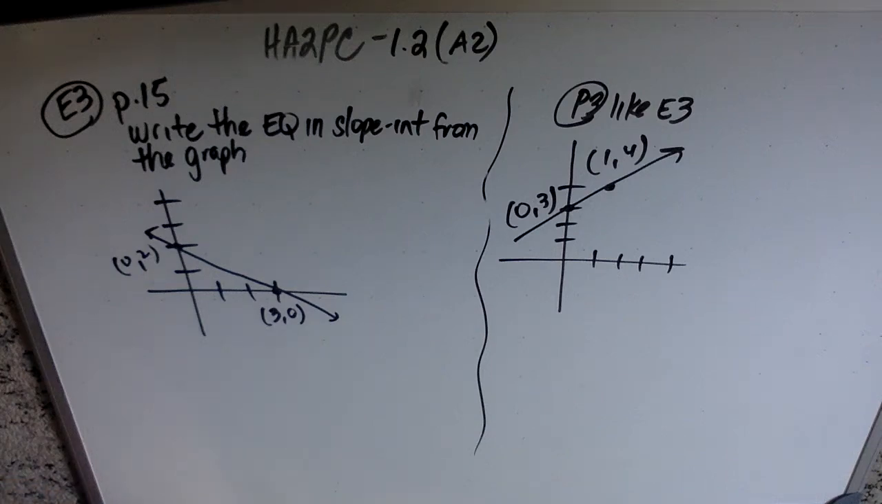Alright, this is Honors Algebra 2 Pre-Calculus. We're doing section 1.2 in Algebra 2, and we're doing example 3 on page 15. In example 3, we're asked to write the equation in slope-intercept form from this given graph. And then we're going to do the same thing in P3.